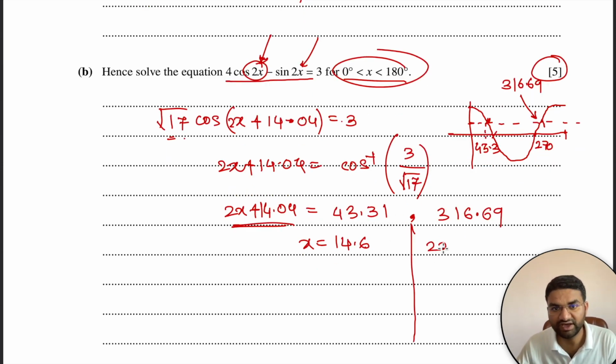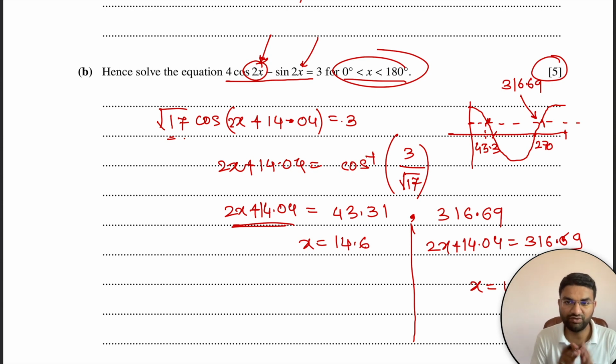2x plus 14.04 is equal to 316.69, and if you solve this whole equation, you will get x is equal to 151.3. That is what you have to write. So the two values of x between 0 and 180 are 14.6 and 151.3.